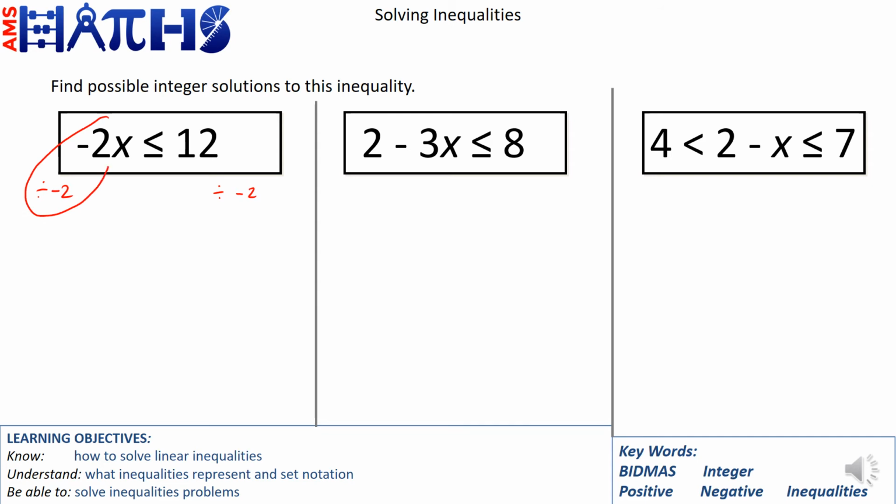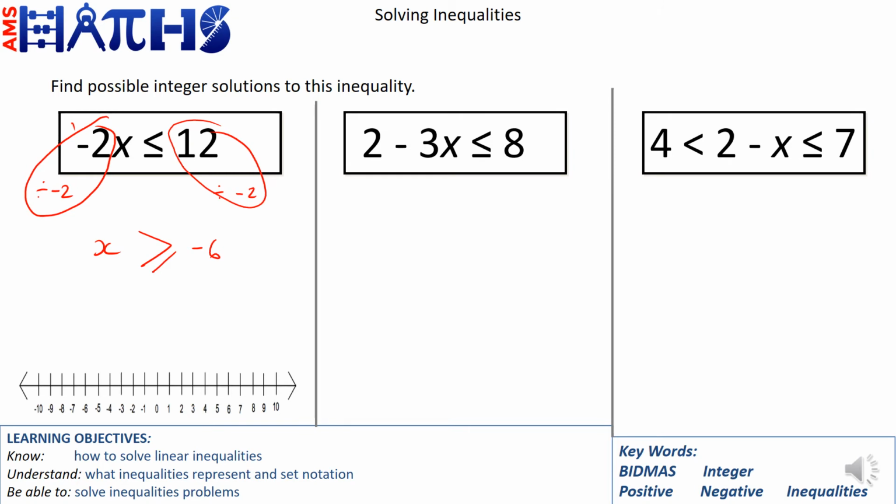-2 divided by -2 is 1, so we get x there. 12 divided by -2 is -6. The fact that we have divided by a negative number means we have to change the direction of the sign. Okay, to show that on the number line, we find where -6 is. We shade that in because x needs to be greater than or equal to -6, and then the values greater than -6 are to the right of the ring. For our second example, we need to solve for x.